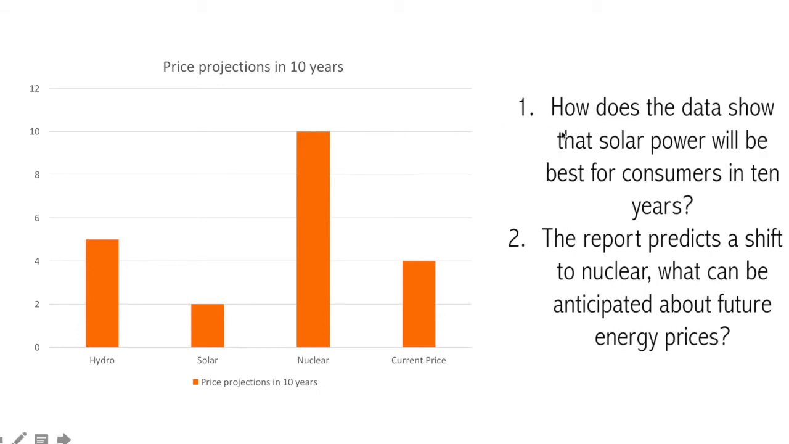So the questions they may ask you, if the passage is about energy conservation, they may ask you how does the data show that solar power will be the best for consumers in 10 years? Best for consumers in 10 years, aka the cheapest in 10 years. So solar power is $2, and so you'd select the option that shows solar power is the cheapest within the 10 years, half the current price, and therefore the report, sorry about that, might also ask about the report.